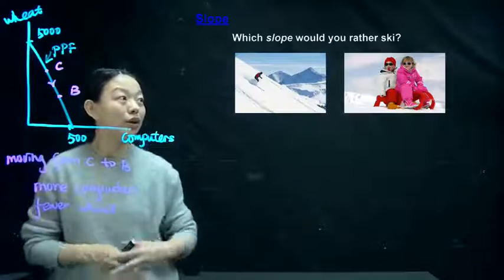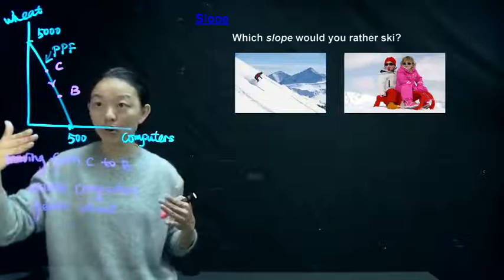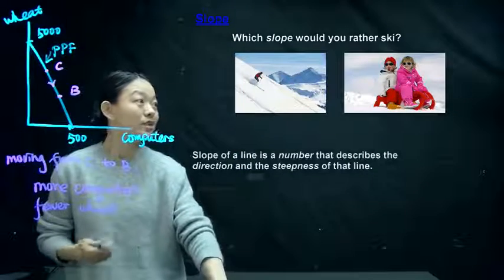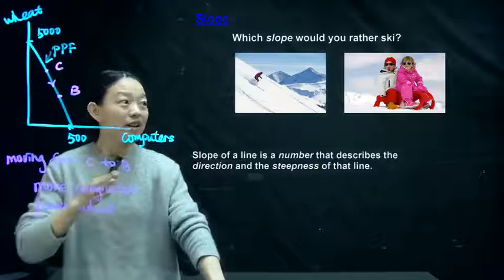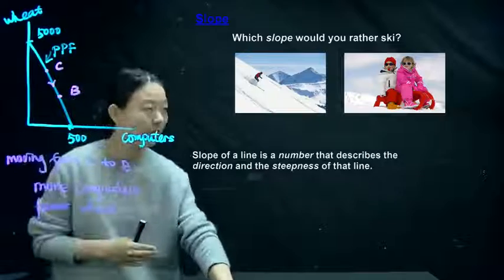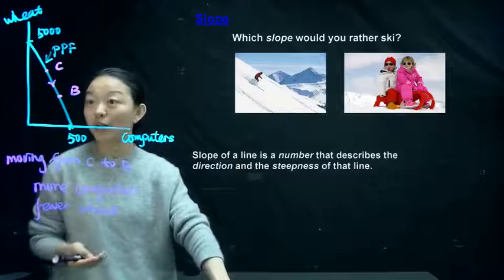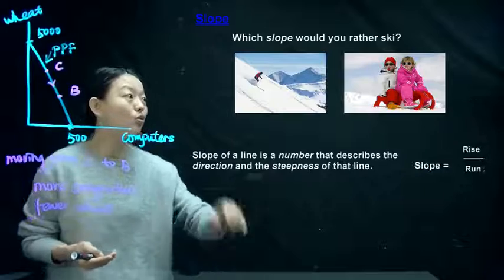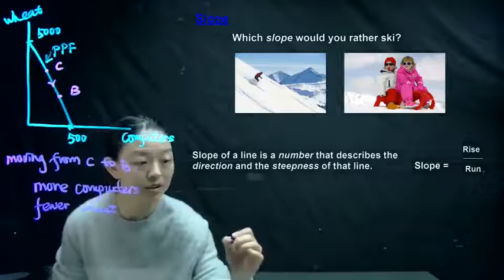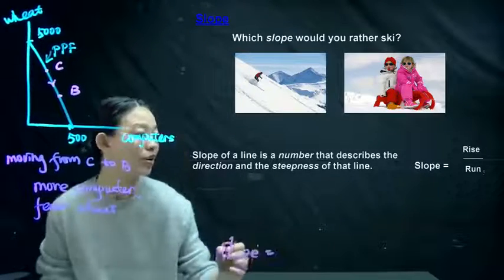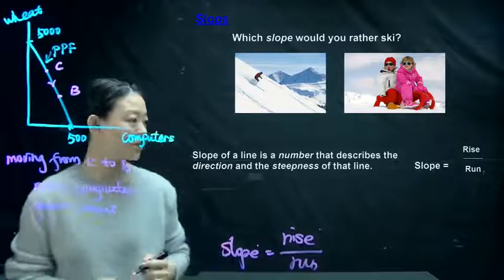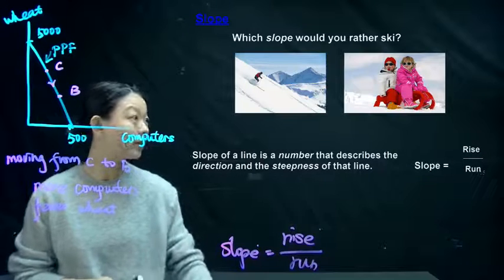When you describe a mountain as steep or flat, what we are mentioning is the slope. Slope is just a number, and it describes the direction and steepness of a line. In mathematics, how can we compute the slope? We use rise over run. So we use rise over run to get a slope.